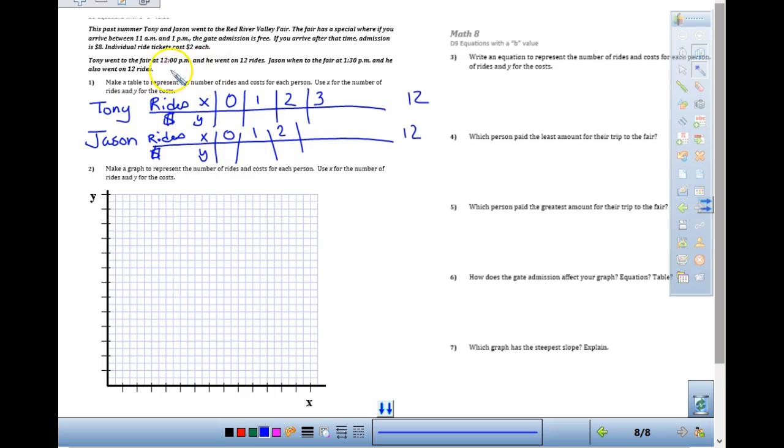Tony entered at 12 o'clock. Did he have to pay an entrance fee? No. So at 0 rides, it cost him $0. How about Jason? What did he pay before he entered? Make this on your table, right there. What did Jason have to pay? $8. So make sure you finish D.